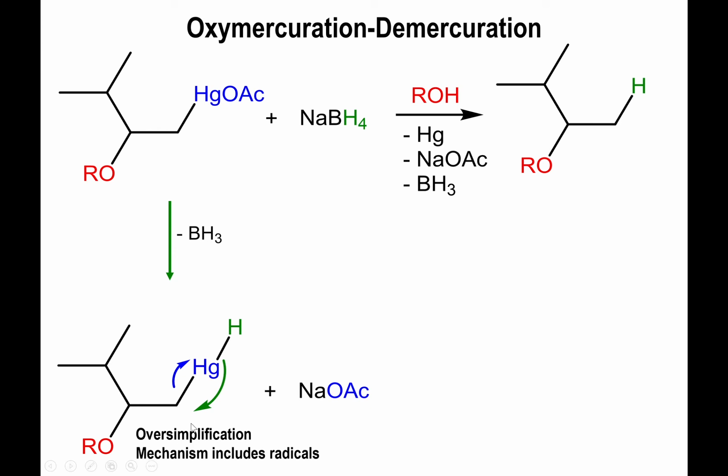But this is an oversimplification, not meant to represent the actual mechanistic step. What actually happens is that the reaction includes radicals. So it's a lot more complex than I'm making it sound right now. But the end result is still the same, right? You produce your ether on one end, the hydrogen is attached to the other end, and this is how you end up producing your ethers in a pretty good manner. This is a Markovnikov addition, by the way.